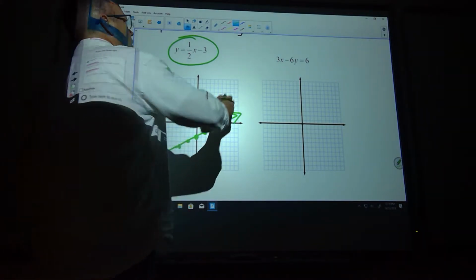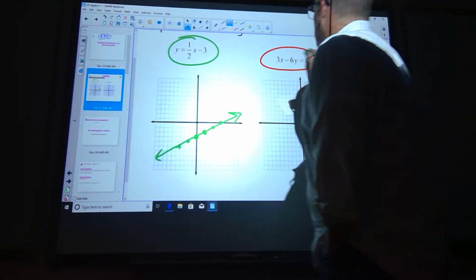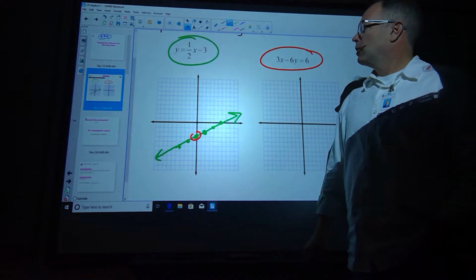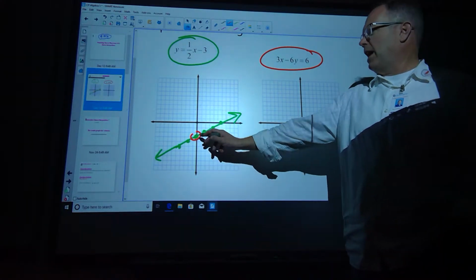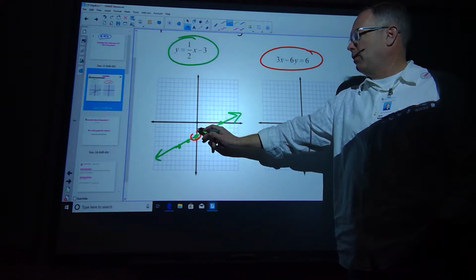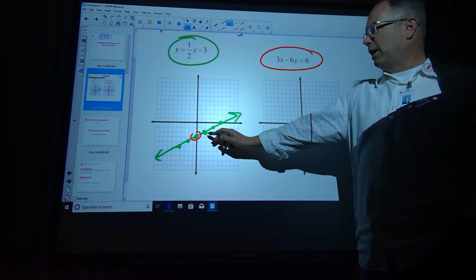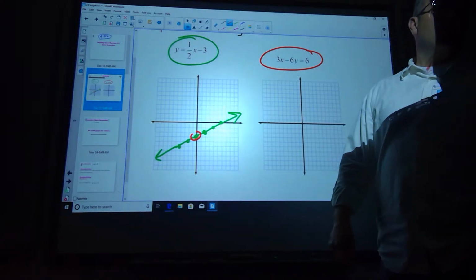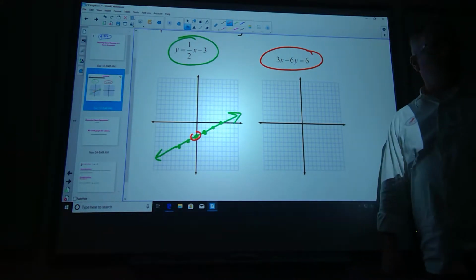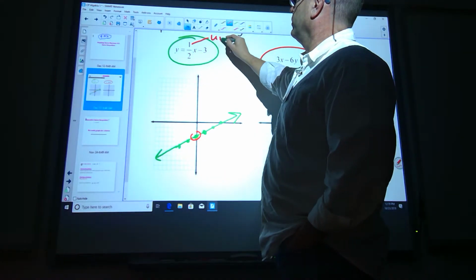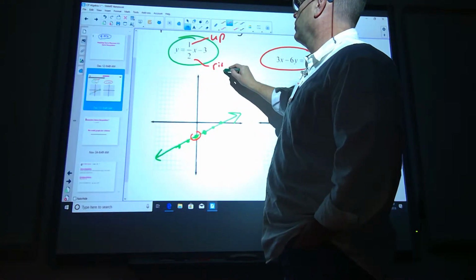Hold on. Why did you start at the... Yeah, no. Wait, that was where I actually started, because at -3 I went down 1, 2, 3. Then I went up 1, right 2. Or you could go up 1, right 2, up 1, right 2, up 1, right 2. So I went 1 up, right 2.